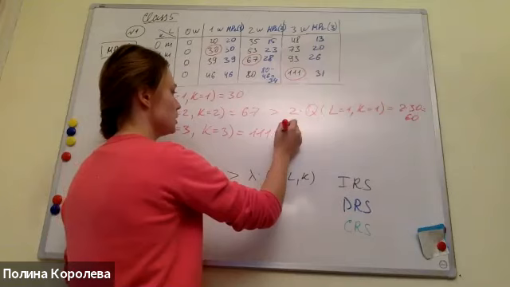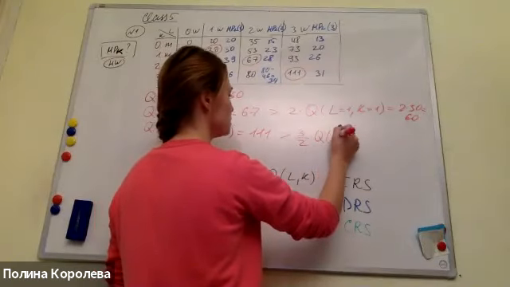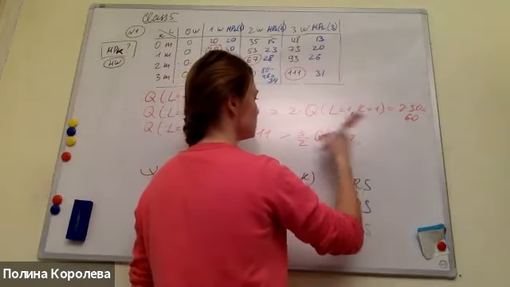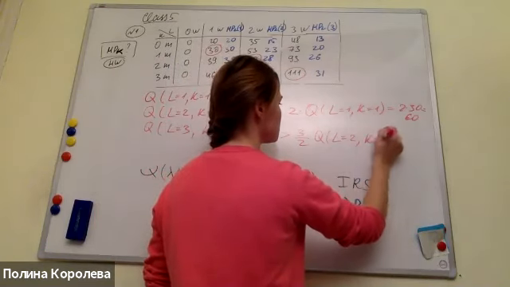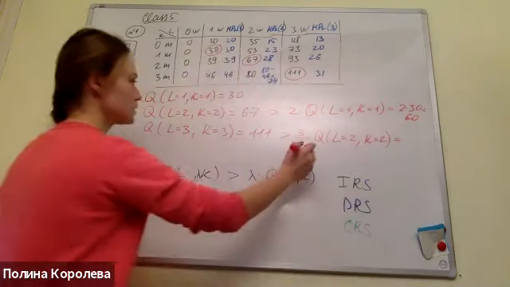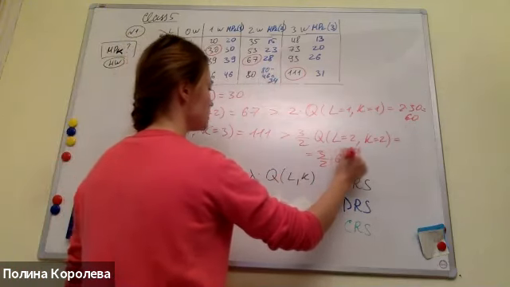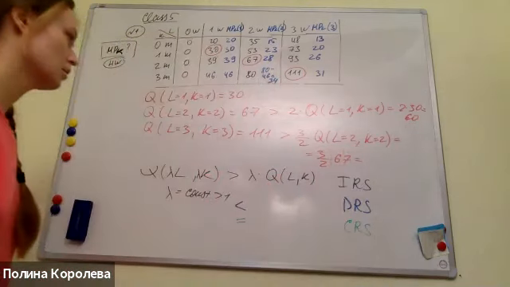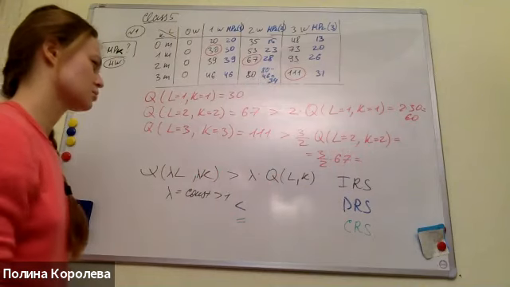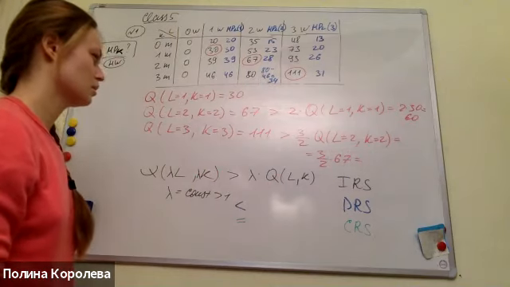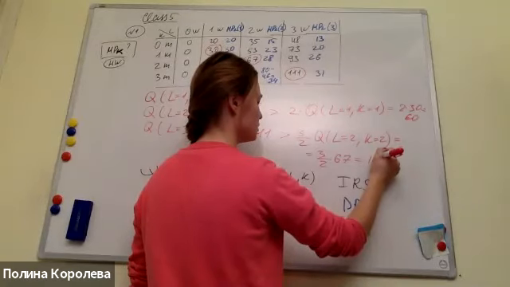Okay. So it's greater than 3 over 2 times the quantity when labor was equal to 2 and capital equal to 2. And this is, let's count, 3 over 2 multiplied by 67. I don't know how much it is approximately. Who can count? I guess it's 100.5.